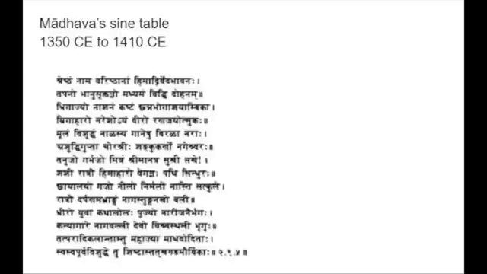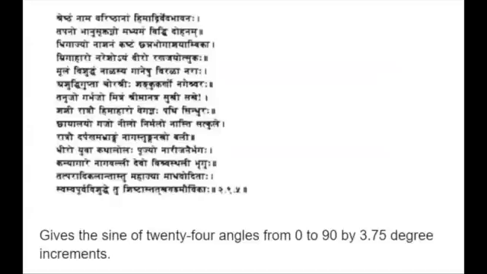So we don't have writing specifically from Madhava, but we do have this table that you see, and what that table is, is values for the sine of 24 angles, basically starting at 3.75 degrees. So in increments of 3.75 degrees, which is 1/24 of 90. So there's 24 angles going from 0 to 90 degrees in increments of 3.75 degrees each.